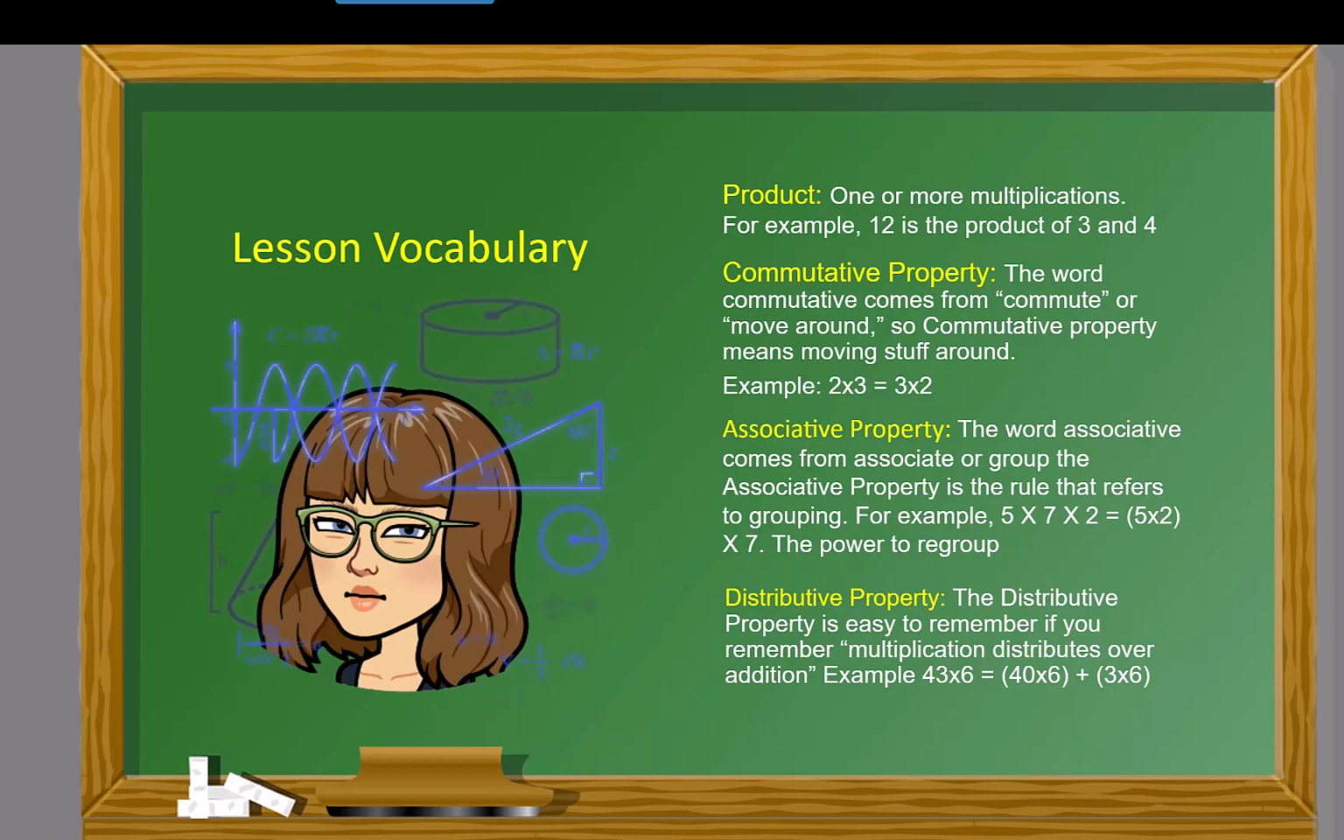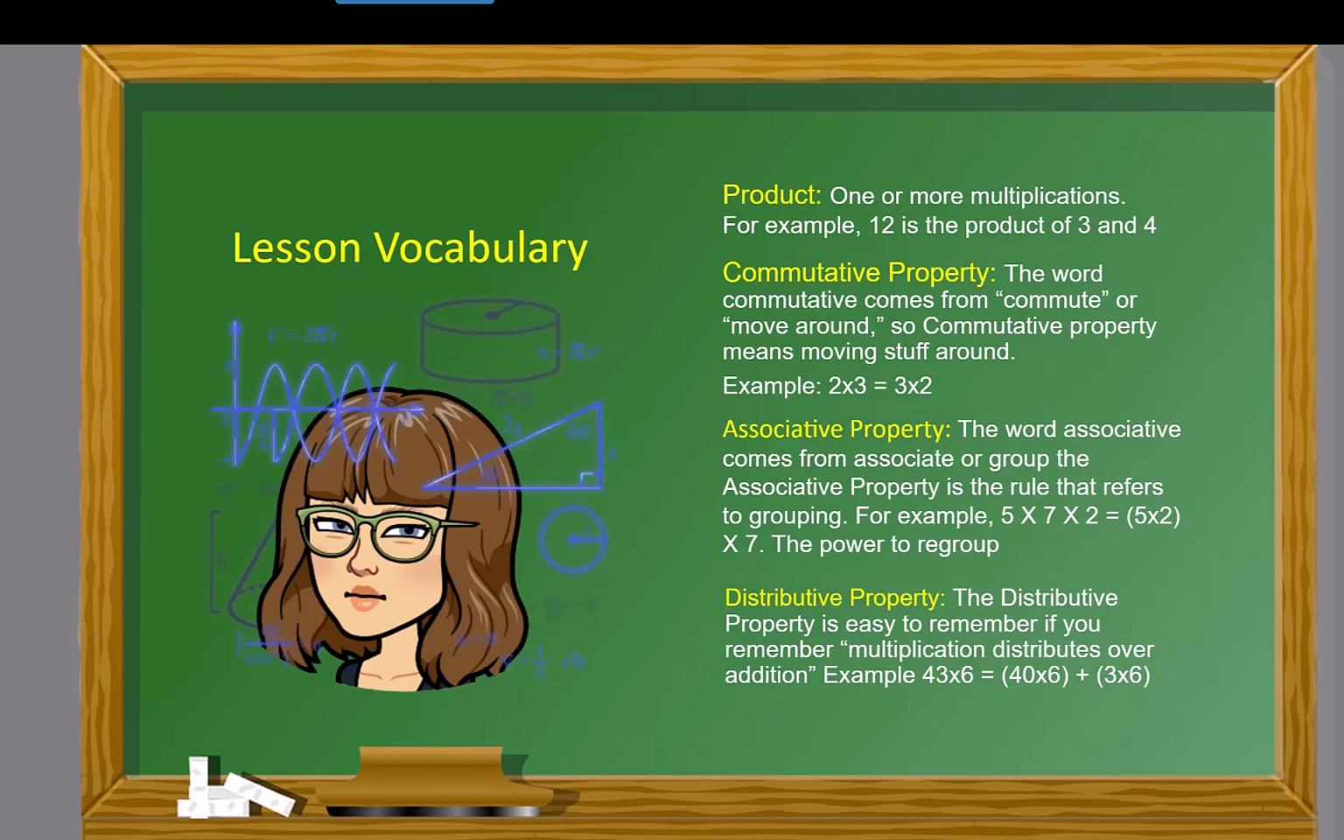Commutative property. The word commutative comes from commute or move around. So commutative property means the ability to move stuff around. An example would be 2 times 3 equals 3 times 2. It would give you the same answer. You can use the commutative property with addition and multiplication only.